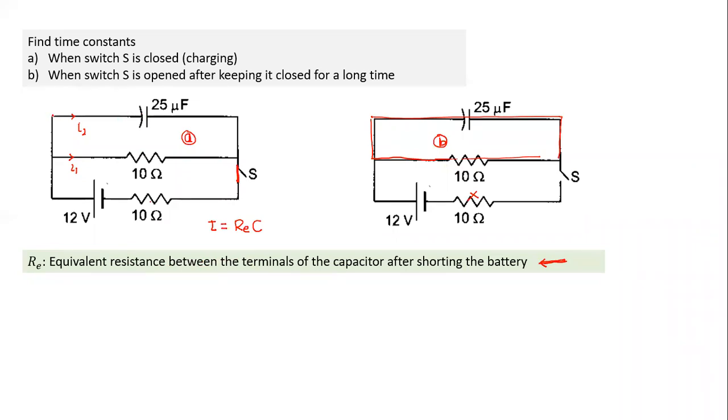So actually the battery is connected. If I call this point A and this point B, where is the capacitor connected? Between A and B. So I have to find the equivalent resistance between points A and B after shorting the battery. So what I do is replace the battery with a direct connector combination.